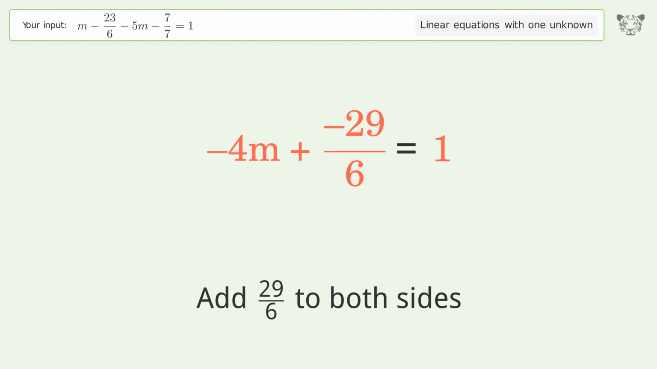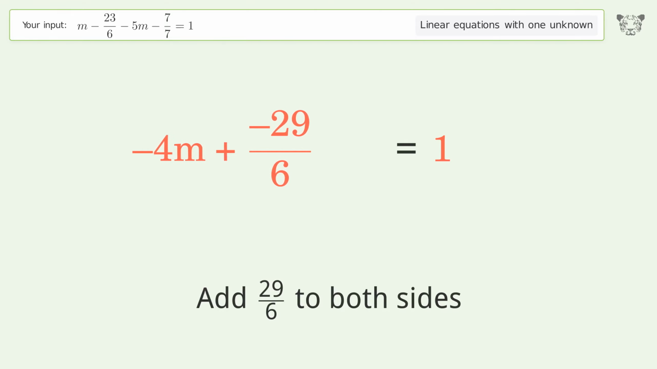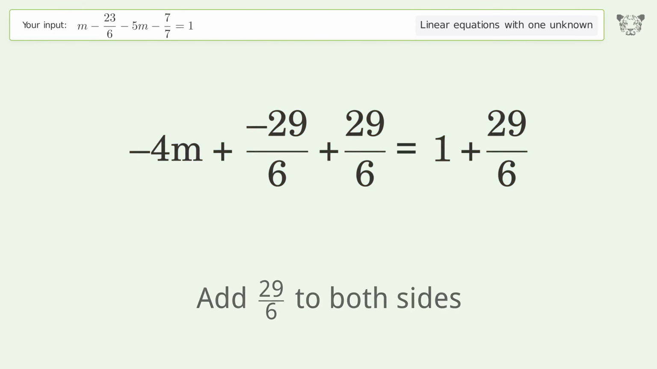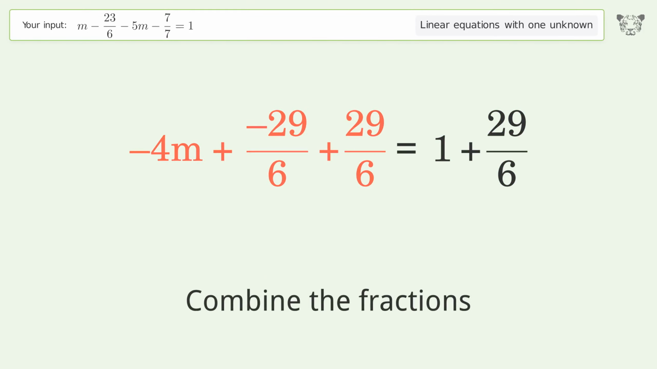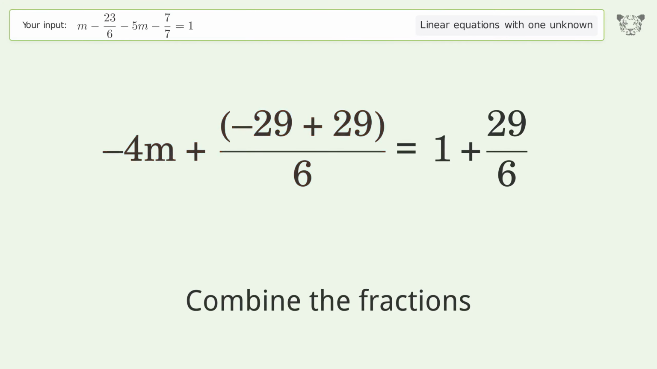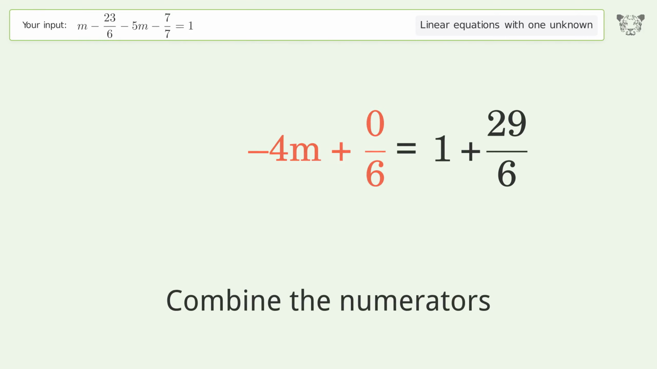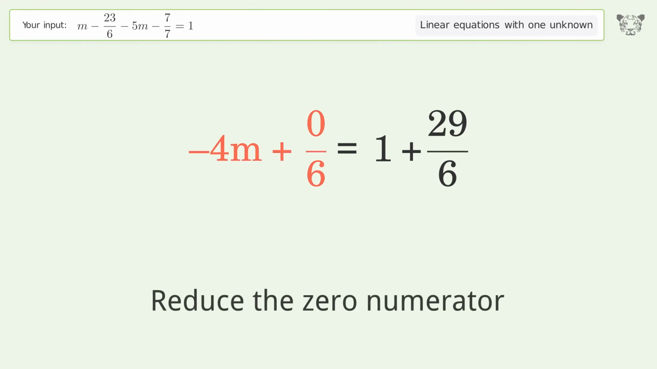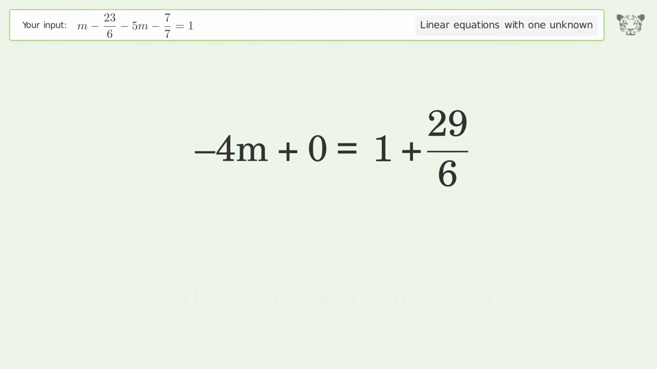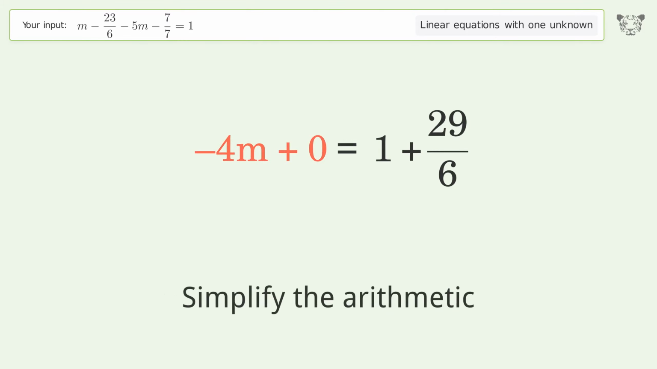Add 29/6 to both sides. Combine the fractions. Combine the numerators. Reduce the zero numerator. Simplify the arithmetic.